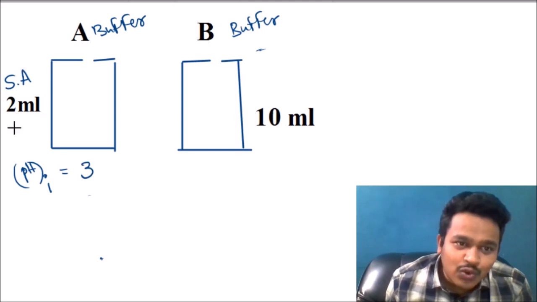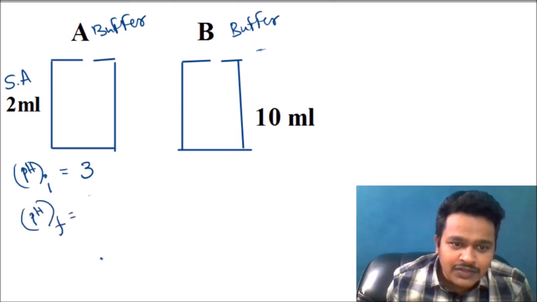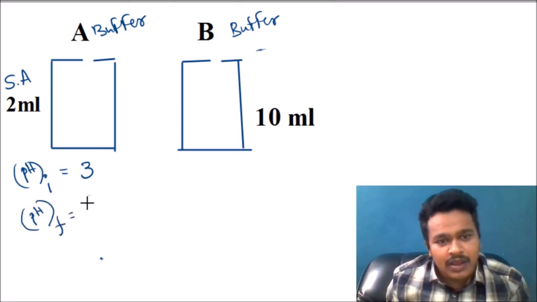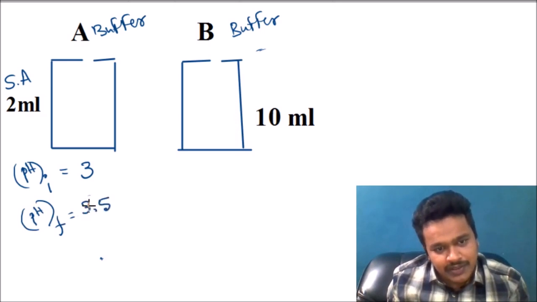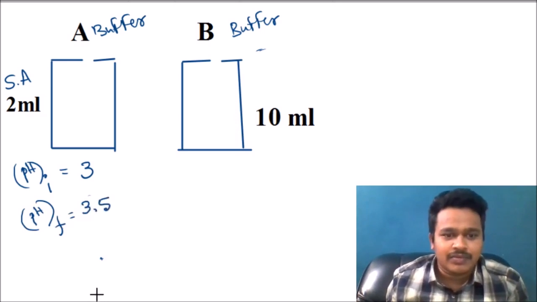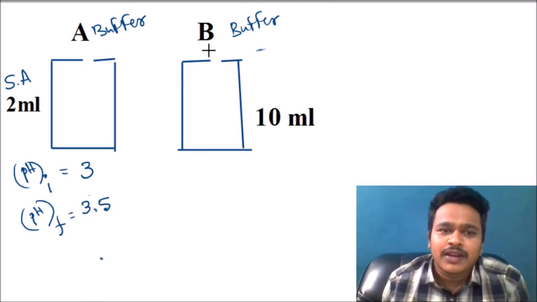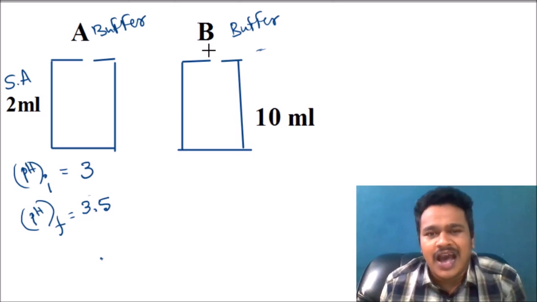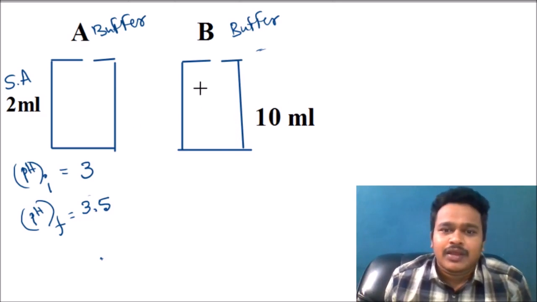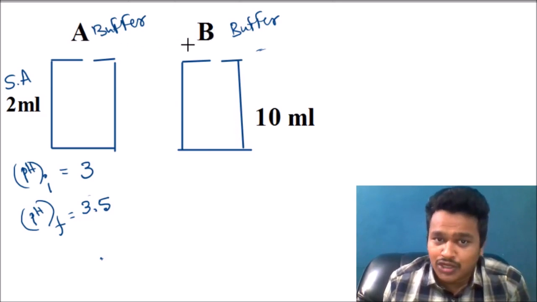After addition of 2 ml of strong acid, the final pH will be somewhat like 3.5. It changes like this, for example. Keep it aside. Come to the B buffer. It is also an acidic buffer, some other acidic buffer. I am going to check whether A is the good buffer or B is the good buffer.